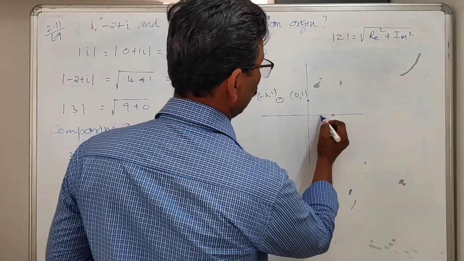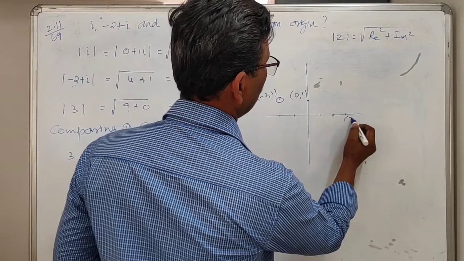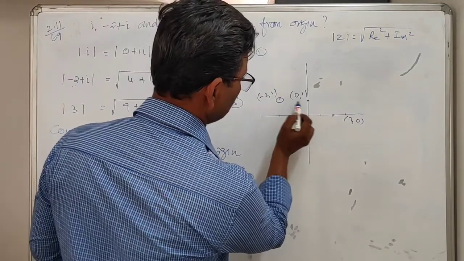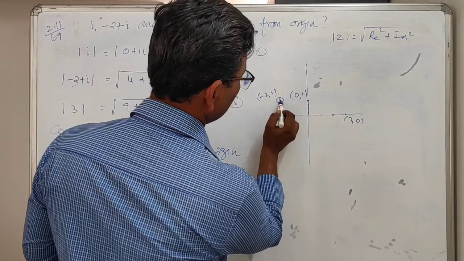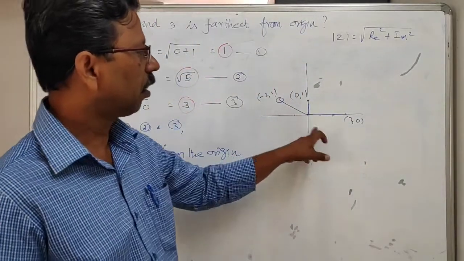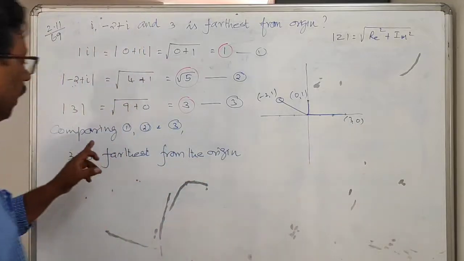3 comma 0 is 1, 2, 3. 3 comma 0 lies on the x-axis. Now you compare this and find the distance. This is one distance and this is one distance and this is another distance. See, among these 3, which is longest? Only this. Therefore you can write what?